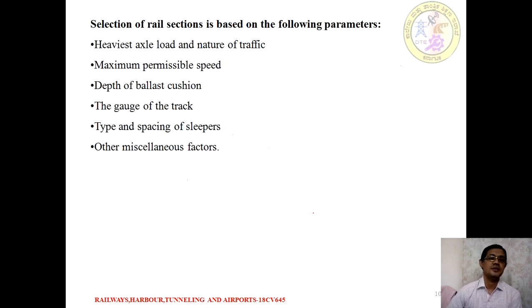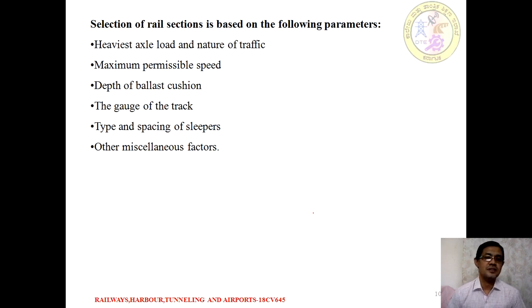Moving on to the selection of a rail. So we learned there will be different types of rails, and depending upon the geometry, we classified them. So how are you going to select the rail section for a permanent way? There are some key points.